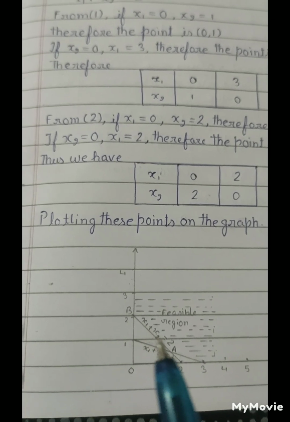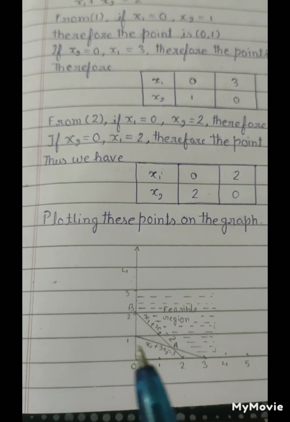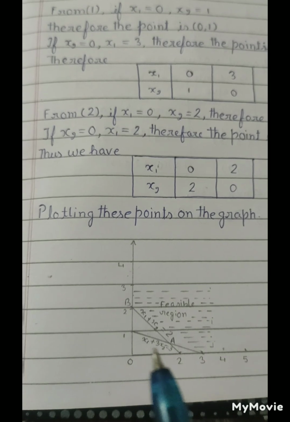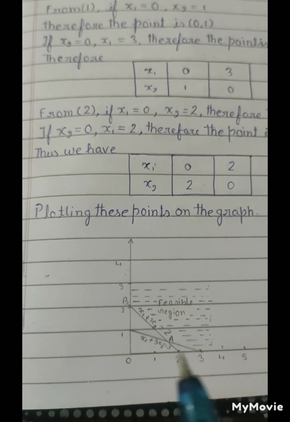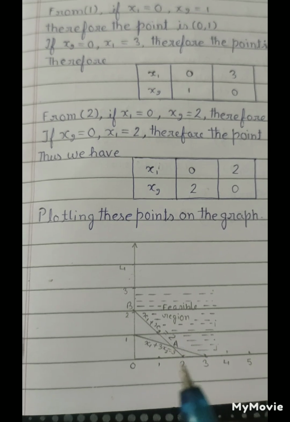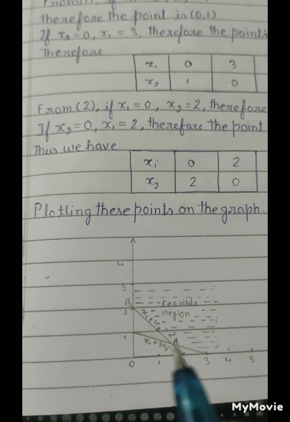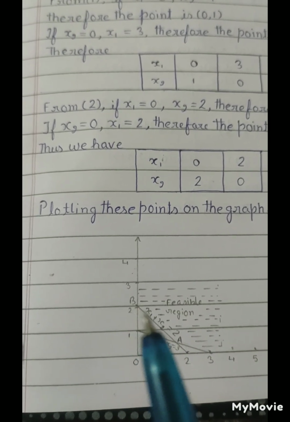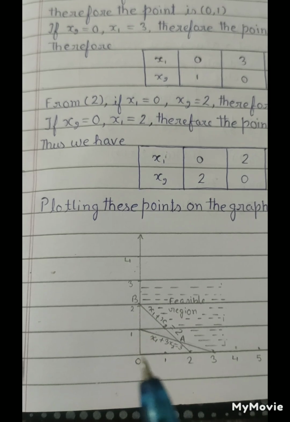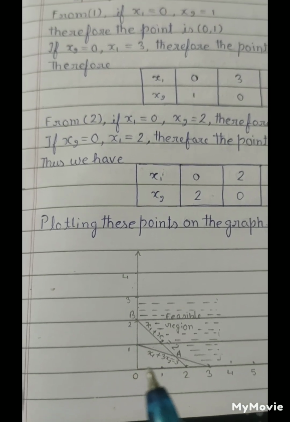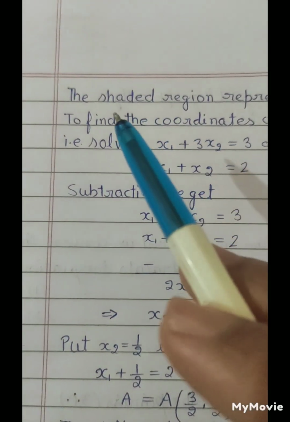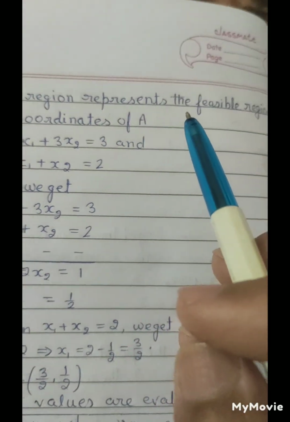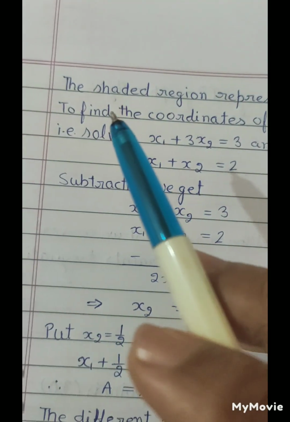this is the line x1 plus x2 equals 2, and this is the line x1 plus 3x2 equals 3. This is the feasible region, the point of intersection A, and the coordinates of points B and C. The shaded region represents the feasible region.